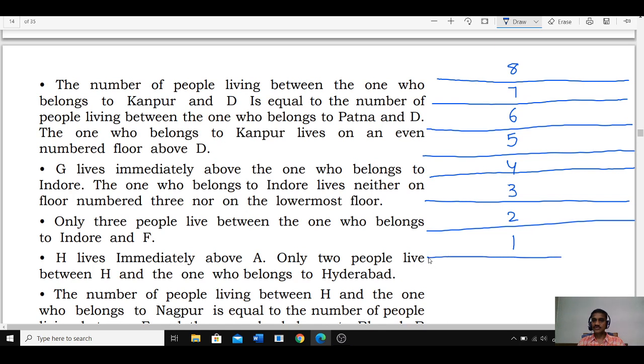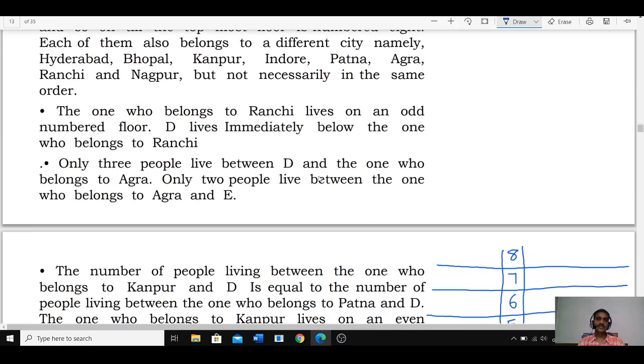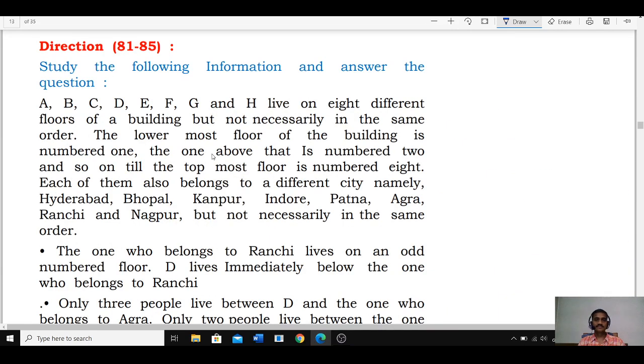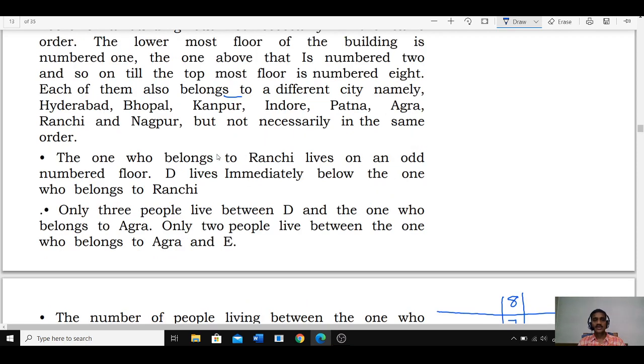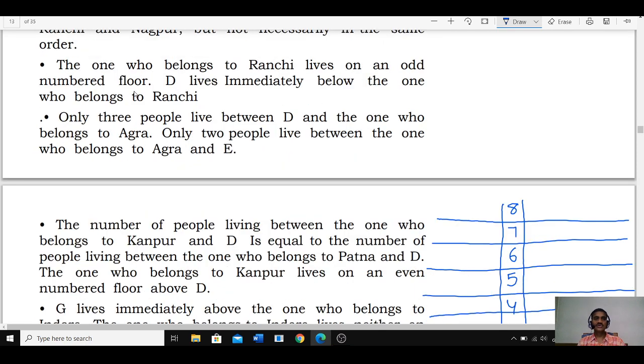Okay, next is the information given. What is the other parameter added to this one? Each person belongs to a different city. City is also clearly given. The one who belongs to Ranchi lives in an odd number floor. Ranchi lives in an odd number floor. D lives immediately below the one from Ranchi.